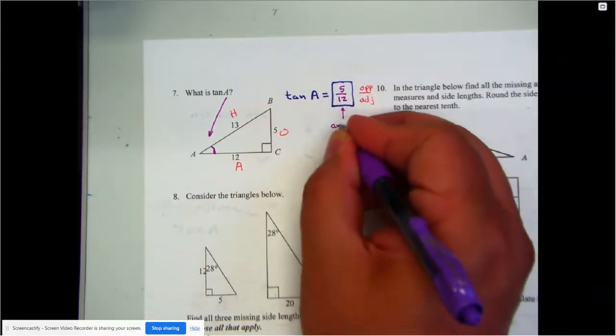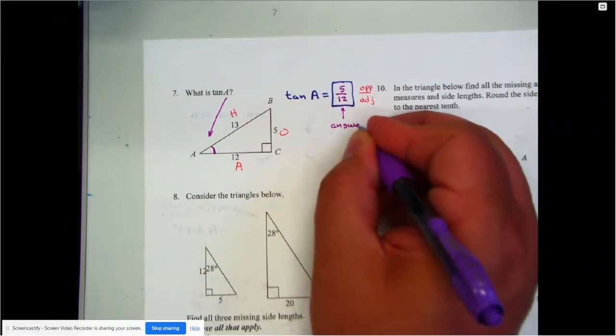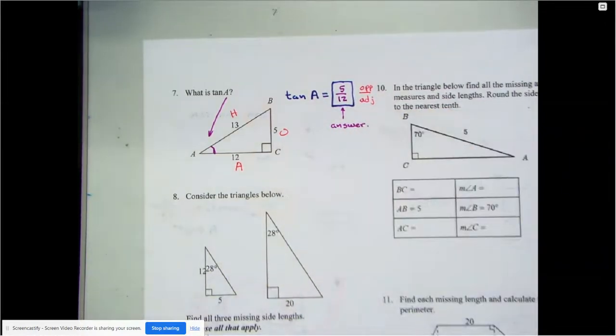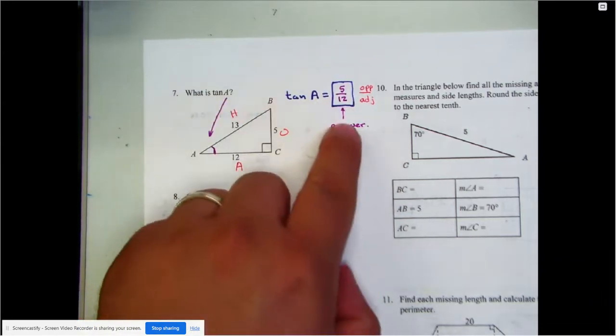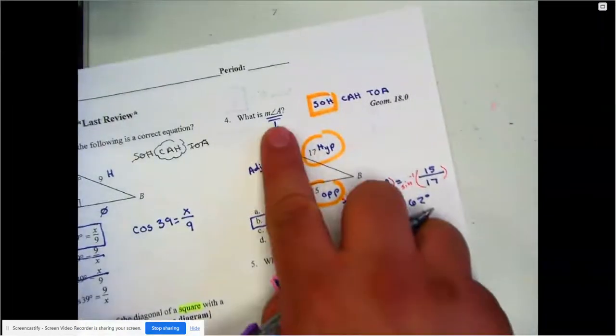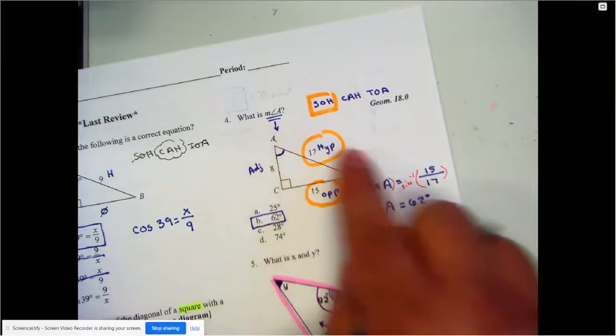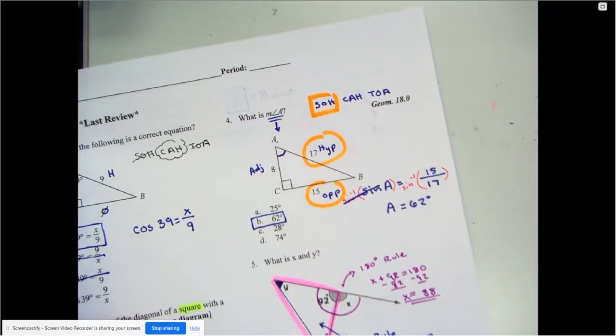You're not supposed to solve for A. It doesn't ask us to do that. So please be very careful with this question. They said tangent of A. That's a fraction. This one says measurement of angle A. That's when you do inverse. So please be careful with that on the test.